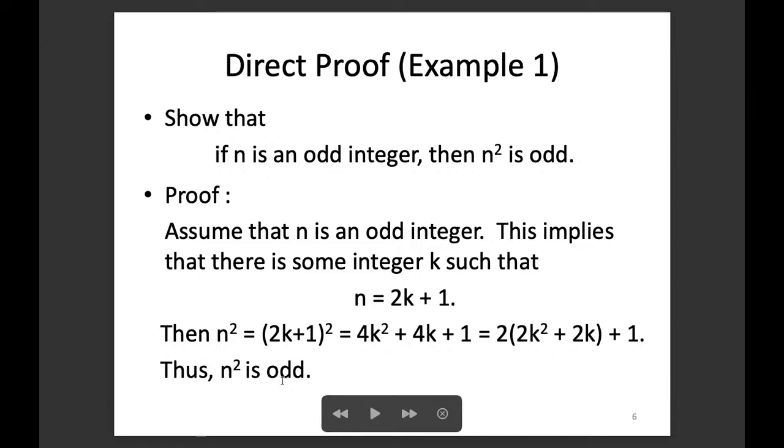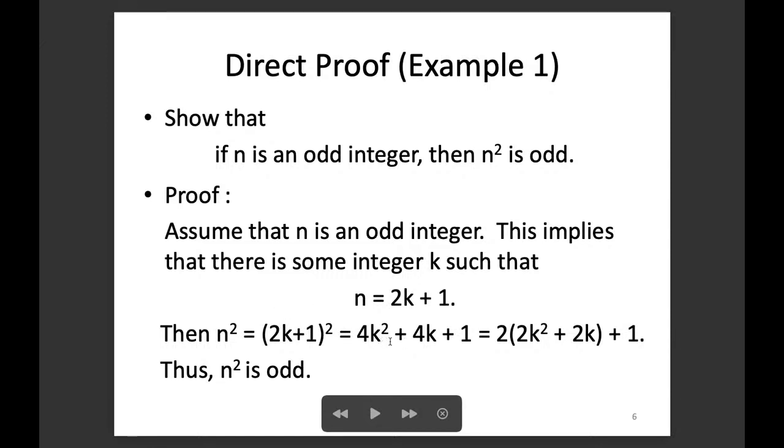So what is meant by an odd integer? An odd integer is an integer that can be written as 2 times some integer plus 1. So we will assume that n is equal to 2k plus 1 for some integer k. Then using algebra, we find that n squared is equal to (2k plus 1) all squared.